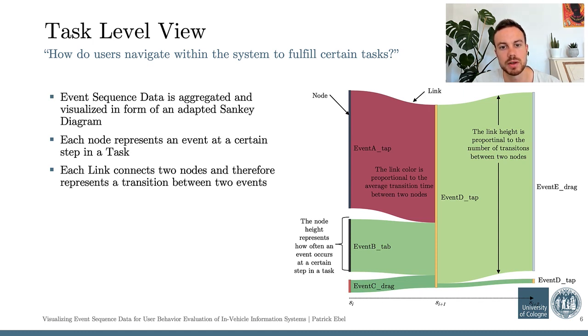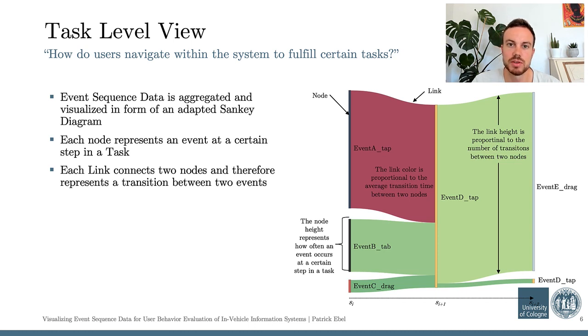We remember that for this example we defined the route guidance task to consist of all sequences that start with this Navigate To button and end with a Start Navigation button. The task level view is an aggregated visualization of all sequences that belong to a specific task. The flows are visualized in form of an adapted Sankey diagram with color-coded links to visualize the temporal dependency between different steps. The main components are nodes and links.